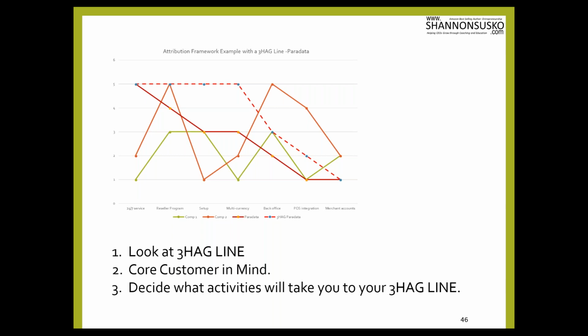So if you're looking at this going, how am I ever going to come up with our differentiating actions? The first thing you have to do, and why we do the 3-HAG line without basically talking about our differentiating activities, is deciding what's important to our core customer and where the white space is in the marketplace that aligns with that as well. We have to keep the core customer in mind throughout this. And then we're going to decide on the activities that we're going to put in place. So what do we need to do to get us to our 3-HAG line?